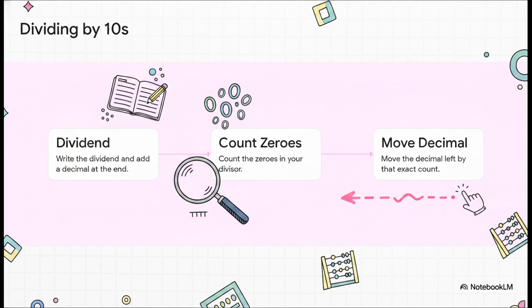Let's look at the example of dividing 123 by 10. Step 1, you write your starting number, the dividend, exactly as it is and just pop a decimal point at the very end, so 123.0. Step 2, count the zeros in your divisor. The number 10 has exactly 1 zero, right? Step 3, move that decimal point to the left by that exact count. Move it one spot left and boom, you get 12.3. It works every single time without fail for any base of 10.